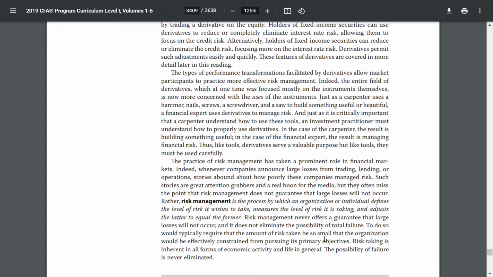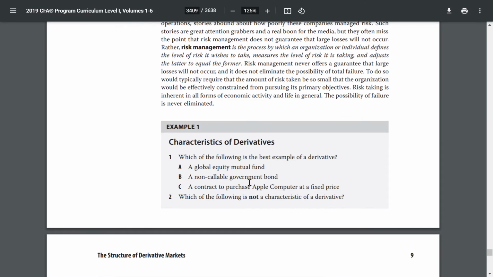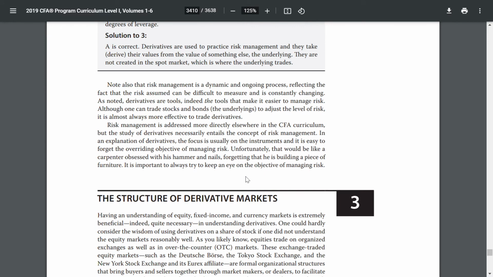Risk management never offers a guarantee that large losses will not occur, and it does not eliminate the possibility of total failure. To do so would typically require the amount of risk taken to be small, and the organization would be effectively constrained in pursuing its primary objectives. Risk taking is inherent in all forms of economic activity and life in general. The possibility of failure is never eliminated. Note that risk management is a dynamic and ongoing process, reflecting the fact that the risk assumed can be difficult to measure and is constantly changing.